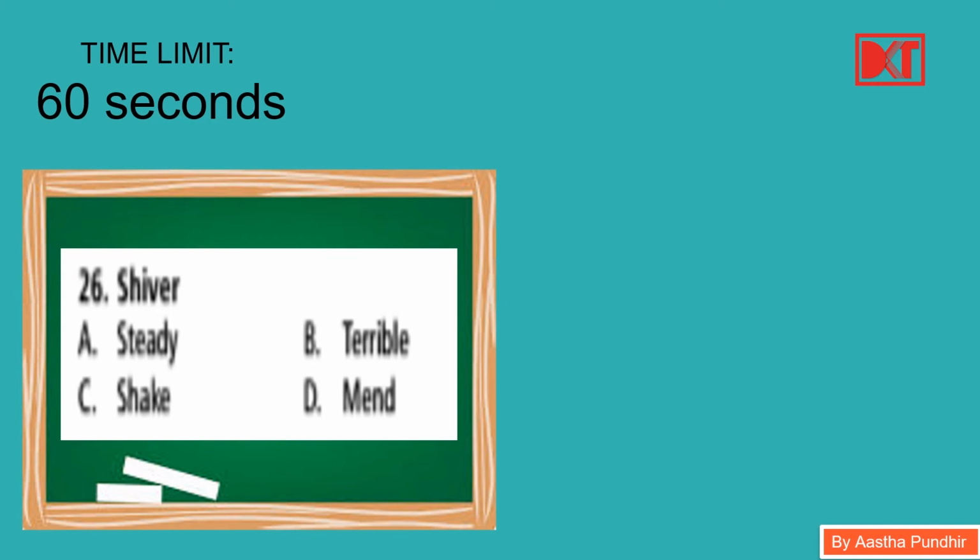Word is shiver. The options are A, steady, B, terrible, C, shake, D, mend. Here the correct answer, pretty easy, shiver is shake. Now this means when something is trembling, that is referred to as shiver or shake. The other option, steady, something that is stable, right. Terrible, something that is bad, not good in taste or otherwise. Mend means change something and make something right. Okay.